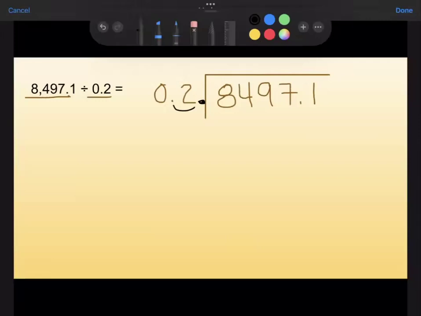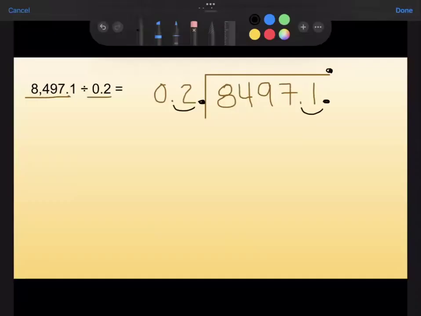But whatever we do on the outside to make it equivalent, we have to do on the inside. So that means since I moved the decimal one space to the right on the outside, I have to do that on the inside as well. So I have to take this decimal and move it one space to the right also to make it match. Then I can go ahead and put it up into my answer space before I start dividing, just like I did when we were dividing decimals by whole numbers.